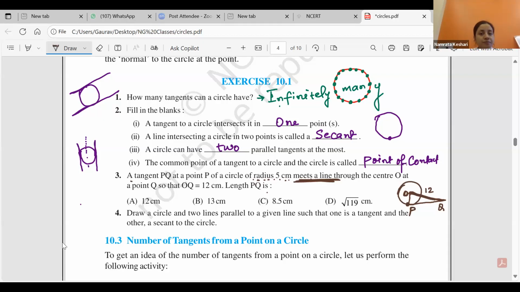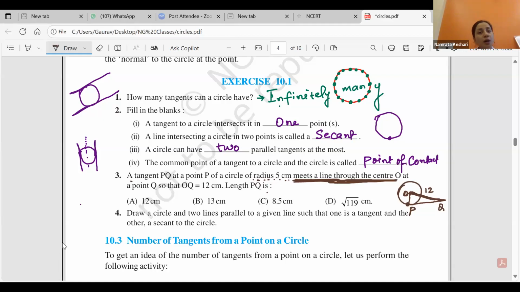Okay, now: the tangent meets a line through the center O. Now this statement is given to us, that the tangent meets a line through the center O. Okay, read it carefully. Still we are not clear how to attach the tangent and the center O. How to connect the tangent and the center O, we are not getting clarity yet.